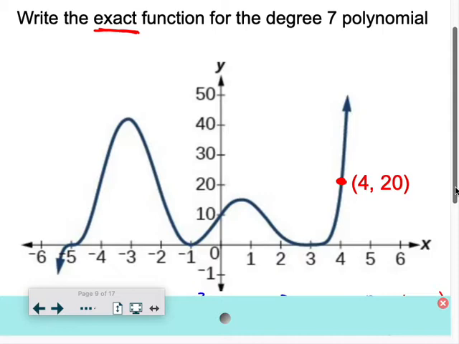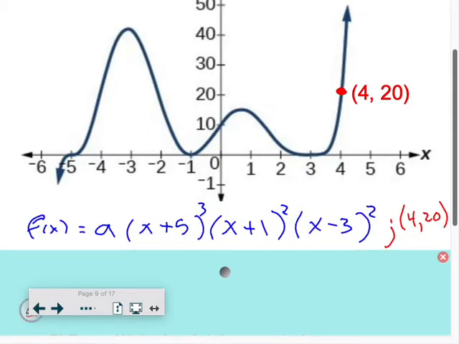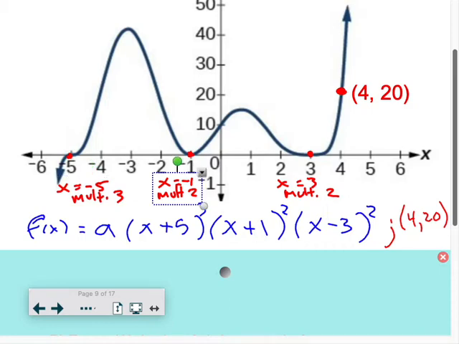So here, same information applies, right? Just real quick, we have a root at x equals -5 with multiplicity 3. We have another 0 at x equals -1. This one has multiplicity 2. And then this 0 right here at x equals 3 has multiplicity 2 as well. And remember, 3, 4, 5, 6, 7. It needs to add to 7 since this is a degree 7.